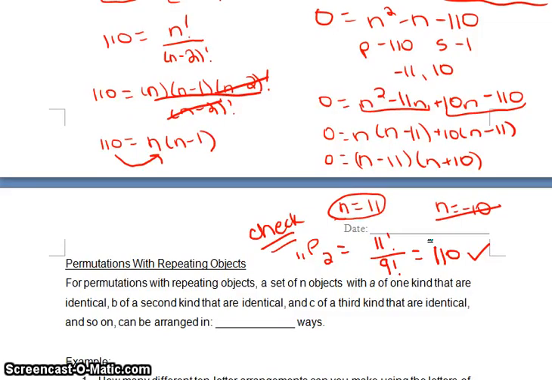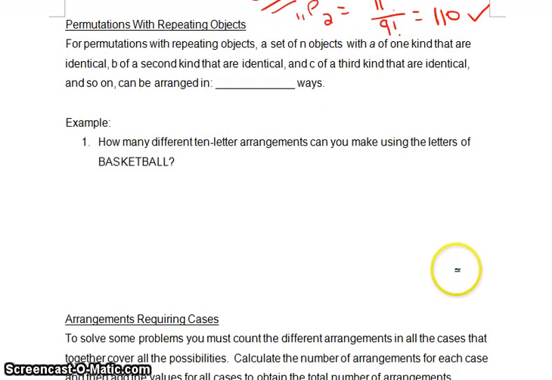So let's move on to permutations with repeating objects. For permutations with repeating objects, a set of n objects with A of one kind that are identical, B of a second kind that are identical, and C of a third kind that are identical, and so on and so on, can be arranged in, and here we're going to have a different form of our permutation, n factorial divided by A factorial, B factorial, C factorial, and so on.